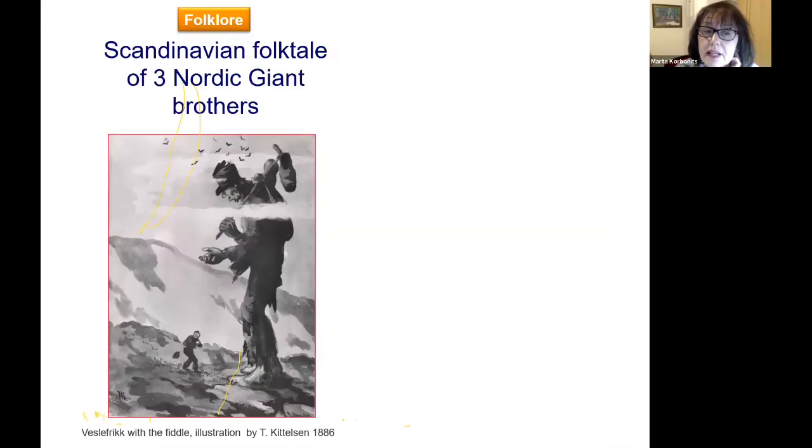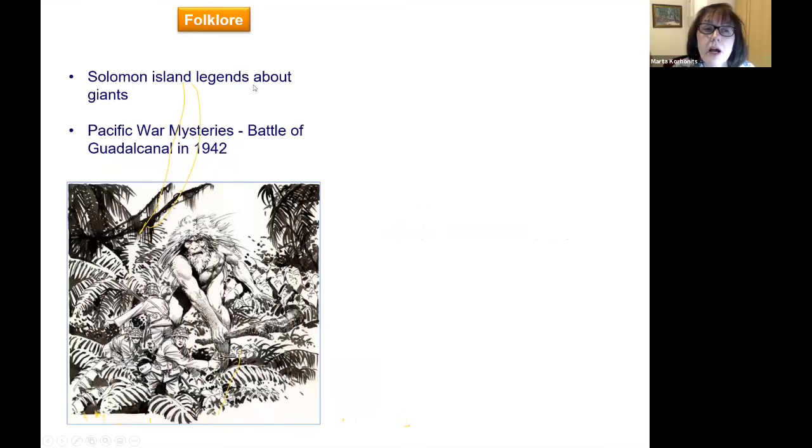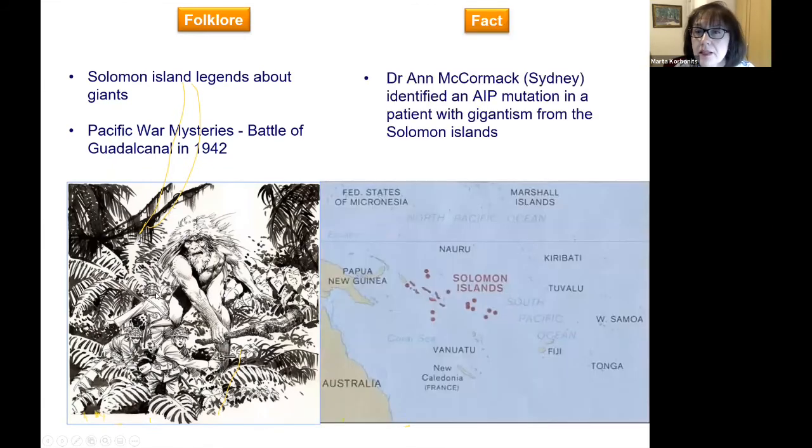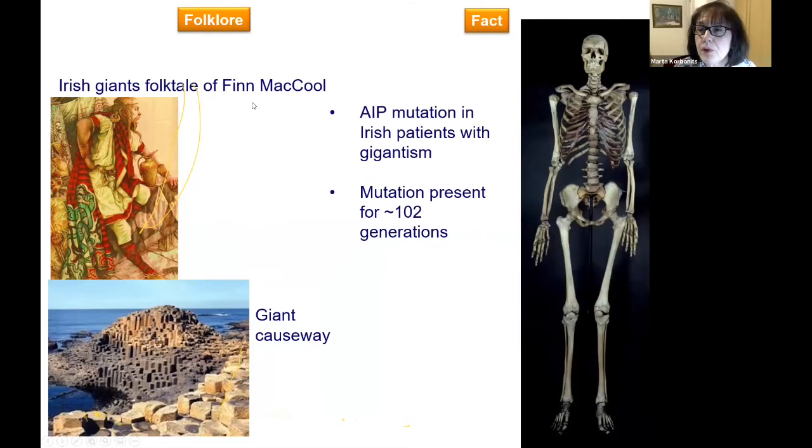So in Scandinavian folklore, there is a folktale about three Nordic giant brothers. And interestingly, the AIP gene, the very first time in 2006, was identified in a large northern Finnish family who had this disease and many members with gigantism. There is some folklore about Solomon Island giants. And here's a picture from the Second World War when apparently the soldiers were afraid of these giants on the Solomon Islands. And my colleague, an endocrinologist in Sydney, identified a patient with gigantism from the Solomon Islands with an AIP mutation. And for example, the Irish giants folklore and Finn McCool, and we identified AIP mutations in Irish patients with gigantism present in this area for more than 100 generations.